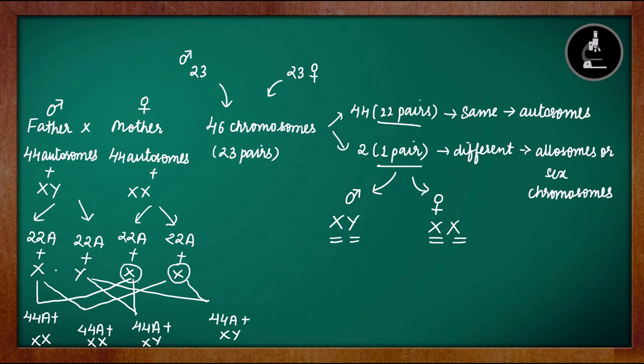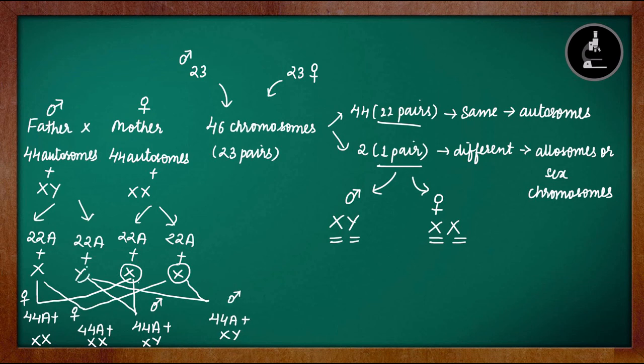The male's X going and fertilizing or the Y going and fertilizing will only determine the sex of the child. So let us see how the child will look now. 44 autosome plus XX. XX means female, so this will be a girl child. Next, 44 autosome plus XX. XX means female, so this will be a girl child. 44 autosome plus XY, so this will be a male child. 44 autosome plus XY, so this will be a male child.